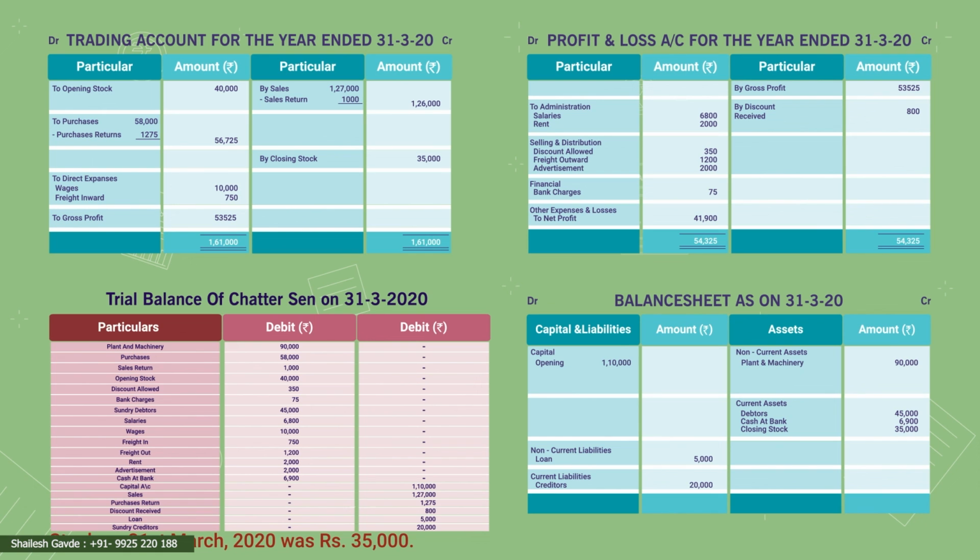Now if we add this net profit with capital on balance sheet liability side, we have written capital, below that opening 1,10,000. With that we add this net profit 41,900, we'll get closing capital 1,51,900 in outer column. Now if we take the liabilities total, it comes to 1,76,900, and if we take the total of assets, we'll get the same total 1,76,900.